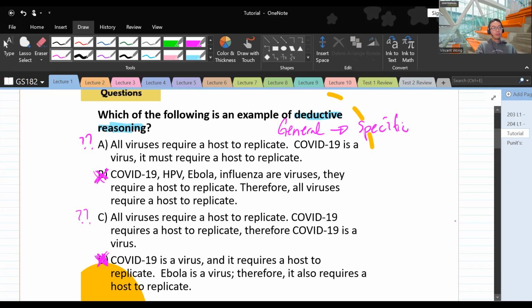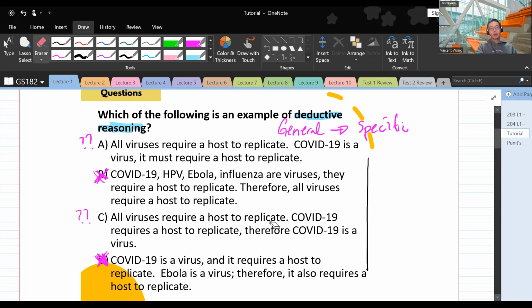So now we have to compare A and C and see which one is the better answer. All viruses require a host to replicate. COVID-19 is a virus. It must require a host to replicate. And this sounds very similar, right? Let's see. All viruses require a host to replicate. COVID-19 requires a host to replicate. Therefore, COVID-19 is a virus. So which one is correct? Well, the logic here is not quite sound in C. Okay, I will give you another example and you will see immediately what the problem is.